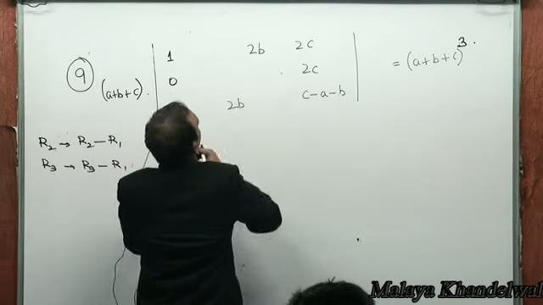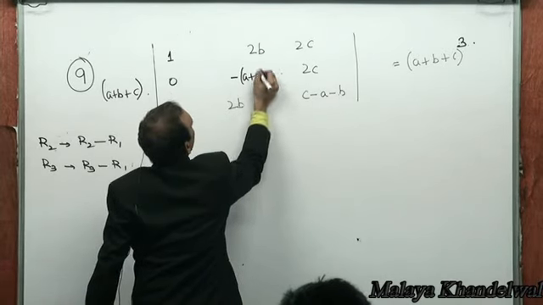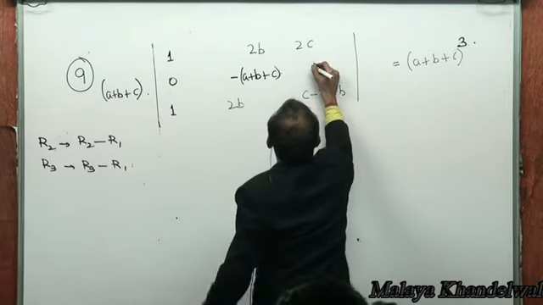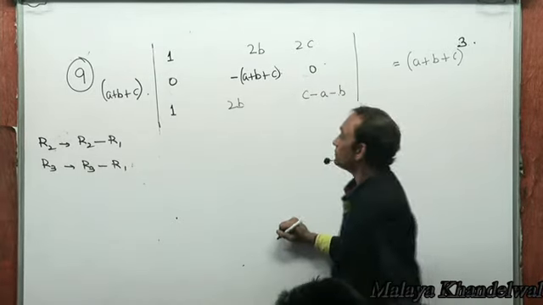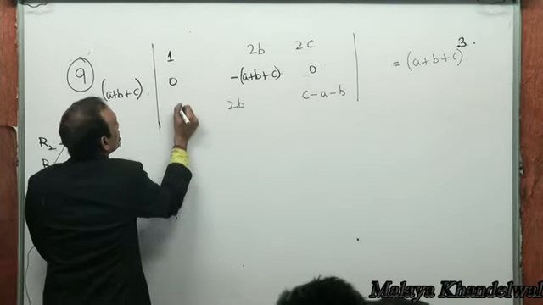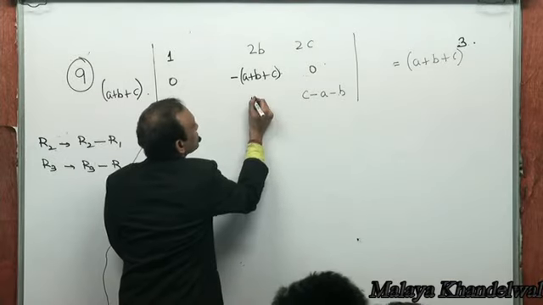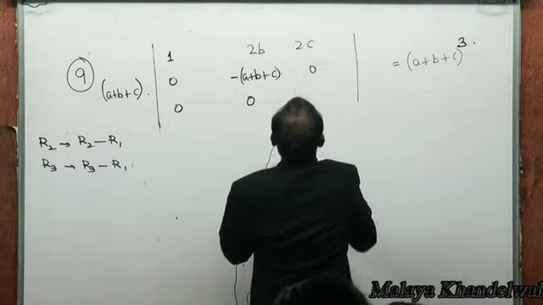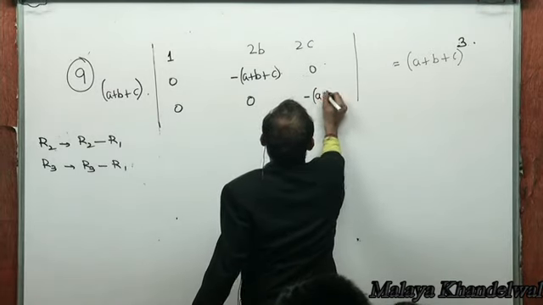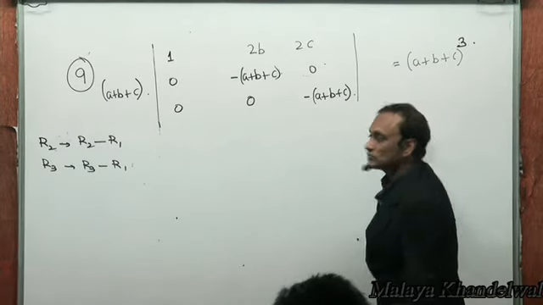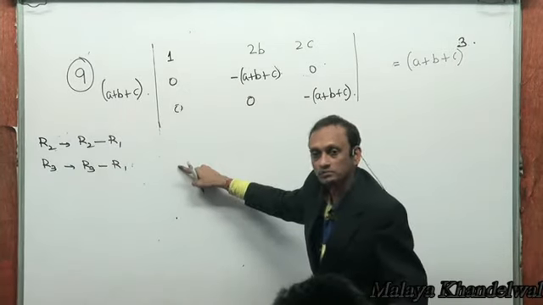This will become minus of A plus B plus C. This minus this will become 0, right? Row 2 minus row 1, and row 3 minus row 1. So this is going to become 0, this is going to become 0, and this will become minus of A plus B plus C. Yes or no? Expand about the first column.